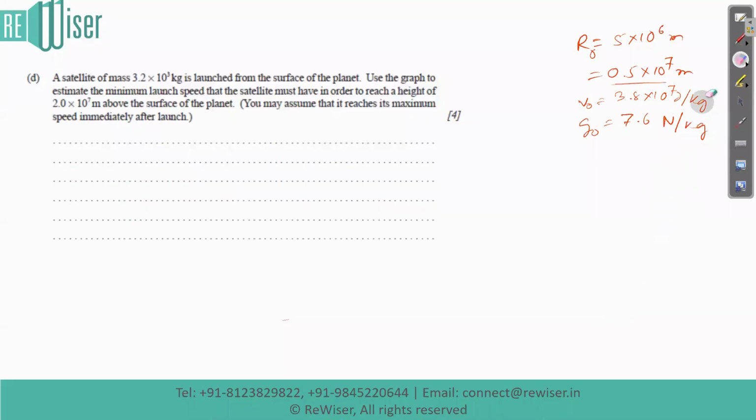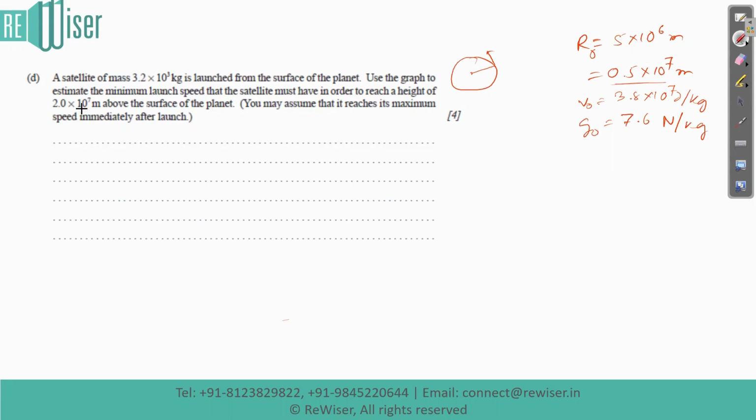Now they're asking: a satellite of mass 3.2 into 10 to the power 3 kg is launched from the surface of the planet. Let us draw it. From the surface of the planet, it is launched, either like this or like this. Now, tangentially, it will be launched. Let us consider it like this.